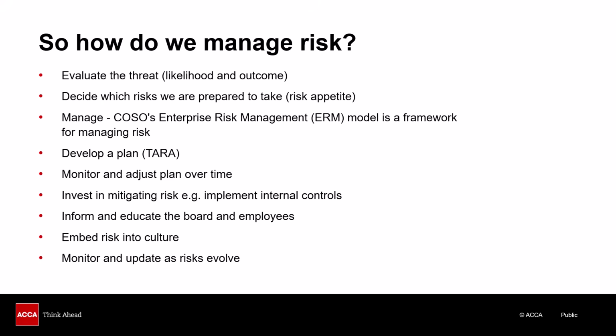Other things, part of our internal controls: we need to inform and educate the board and employees of the risks and what our policies are. And we need to train the board and employees on how to behave to mitigate the risks. We need to embed the risk into culture. In other words, the way that we behave as an organization towards mitigation of risk should be the normal way that we behave. It's not something that we need to remember. It is something that is done automatically.